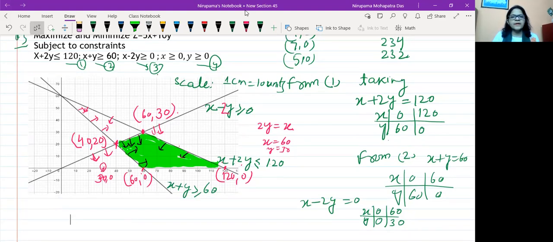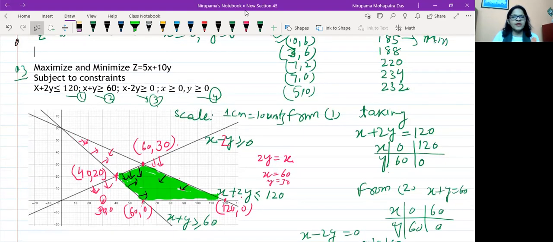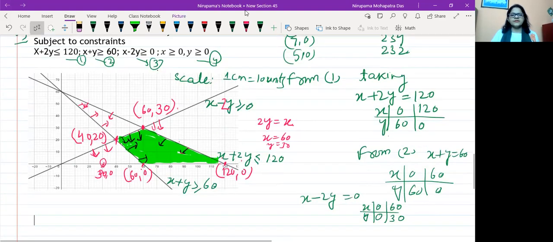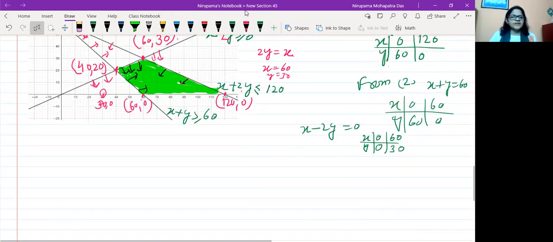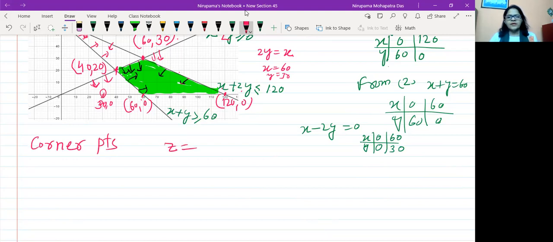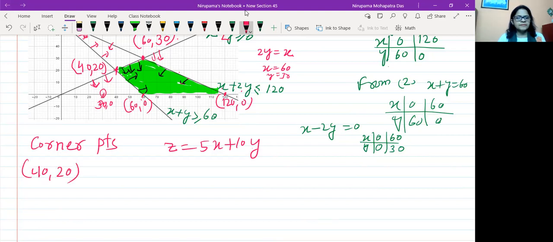It is z equal to 5x plus 10y, and we have to maximize and minimize. So let us check the corner points, and z equal to 5x plus 10y. We want to maximize and minimize z. You can start from any side: 40, 20, then 60, 30, and 120, 0, and 60, 0.